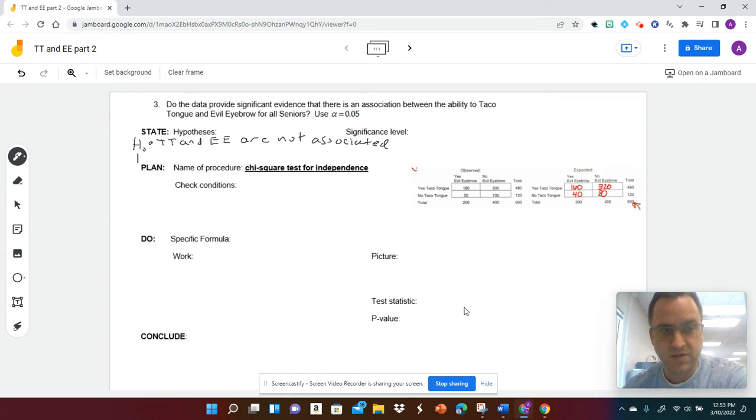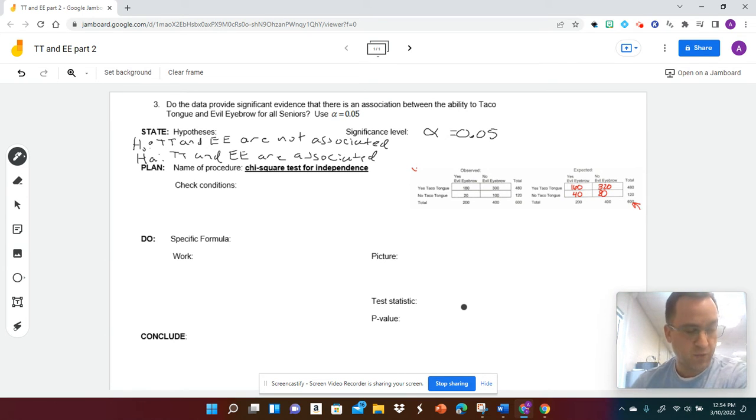And then our alternative is taco tongue and evil eyebrow are associated. And our significance level alpha is alpha equals 0.05.